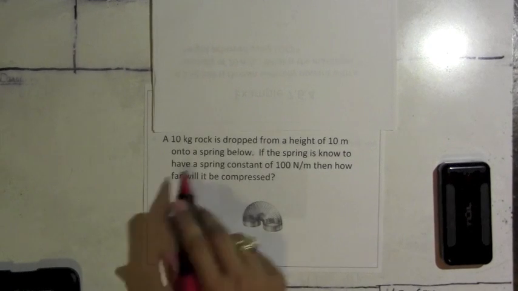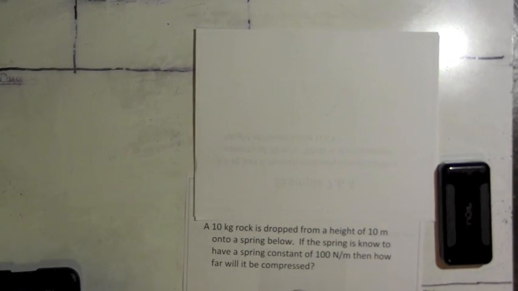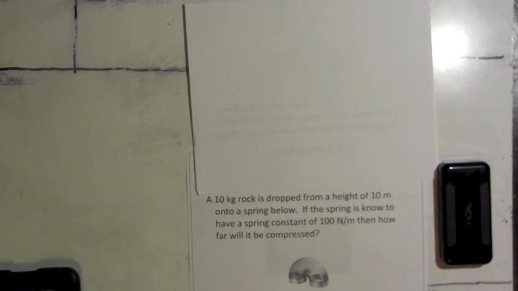All right, this question says a 10 kilogram rock is dropped from a height of 10 meters onto a spring below. It says if the spring is known to have a spring constant of 100 newtons per meter, how far will the spring compress? So, there is an easier way to do this and a more difficult way to do this. And we are in this class more focused on the easier way to do it, but I will show you just a little bit of the more difficult way to do this just so that you have an idea of a more realistic solution.